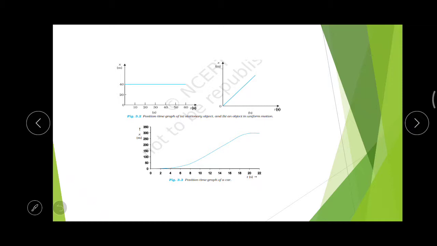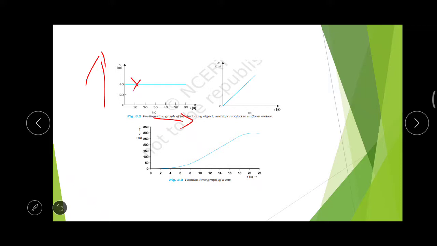Here you can see the position is given on the y-axis and the time is given on the x-axis. Body at rest means that if the time changes, there will be no change in the position of the body. That means the body is still, that is, at rest. It is not moving. For the first 10 seconds the body is at 40 meters.